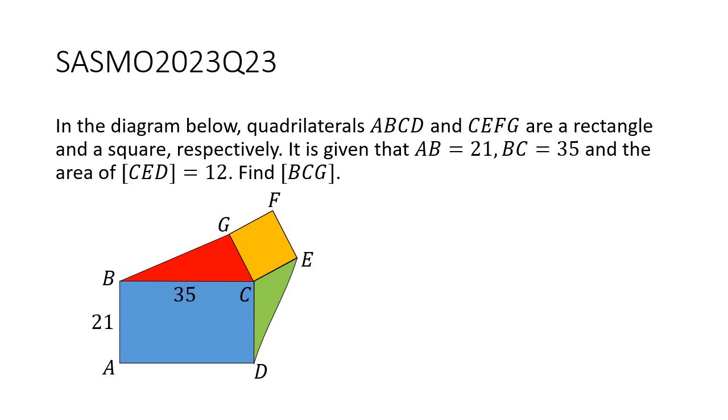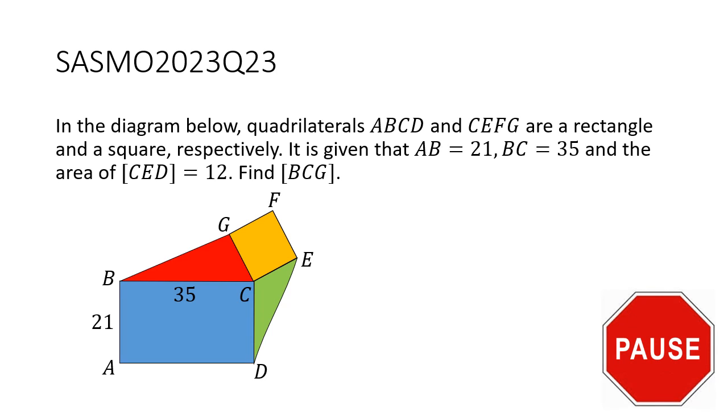Question 23. In the diagram below, quadrilaterals ABCD and CEFG are a rectangle and a square respectively. It is given that the length of AB is 21, BC is 35, and the area of CED is 12. Find the area of triangle BCG. Pause the video here and give this question a good try.